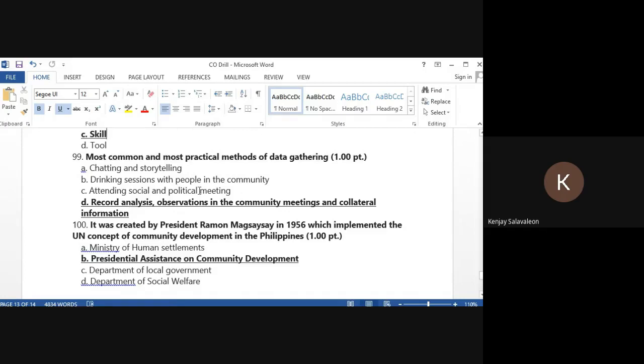Itong attending social and political meeting, usually ang nakukuha mo lang dito is chismis lang. No? Drinking sessions with people in the community, hindi siya usual. Rare siya. Magamit mo ito when you are in community immersion.